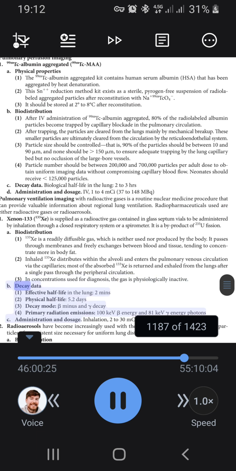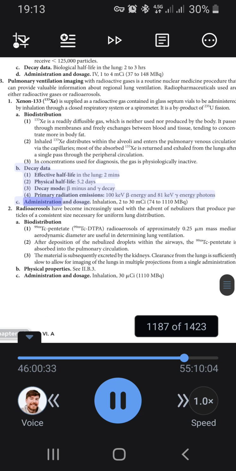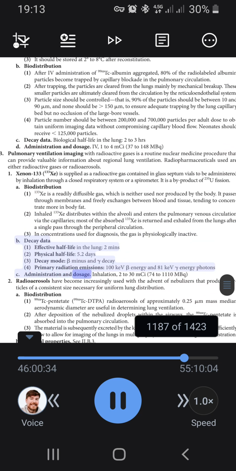B. Decay data. 1. Effective half-life in the lung, 2 minutes. 2. Physical half-life, 5.2 days. 3. Decay mode, beta-minus and gamma decay. 4. Primary radiation emissions, 100 keV beta energy and 81 keV gamma energy photons. C. Administration and dosage. Inhalation, 2 to 30 mCi, 74 to 1110 MBq.